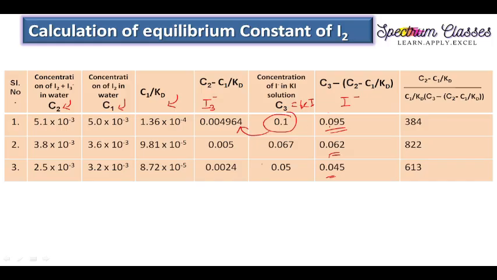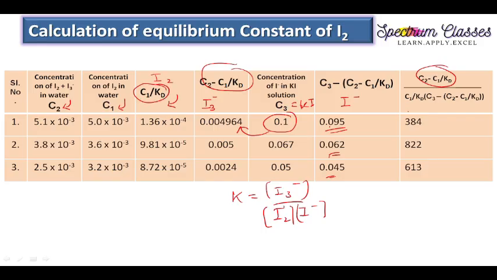Now putting all these in the formula of K. K is equal to [I3 minus] upon [I2] [I minus]. These all are concentration terms. So I3 minus is what? This. This is in the numerator. I2 is what? This is I2. So this is in the denominator. Here you can see. And here is I minus, and this I minus is this whole term.